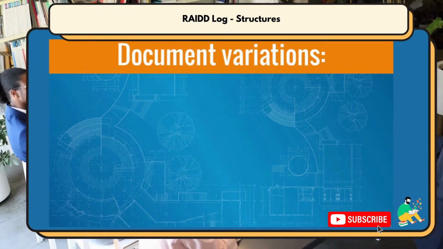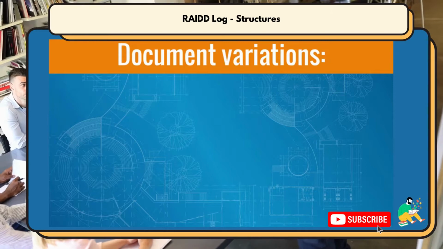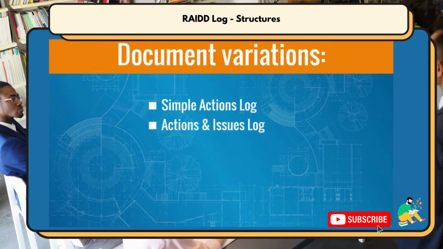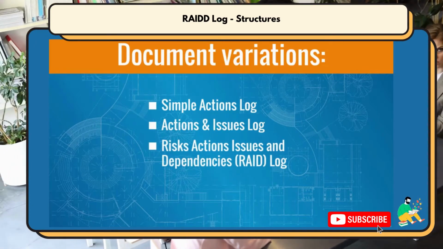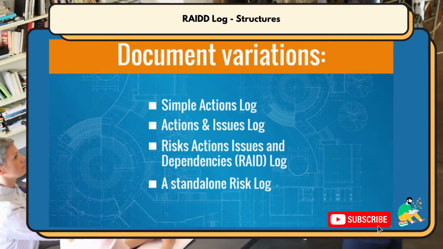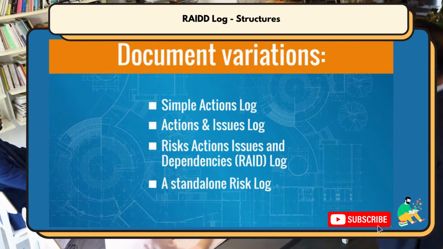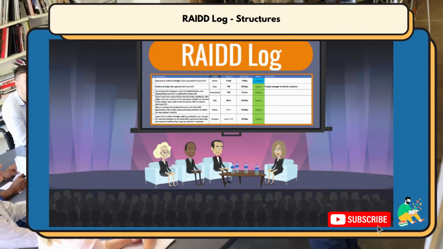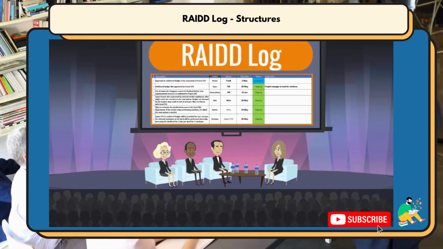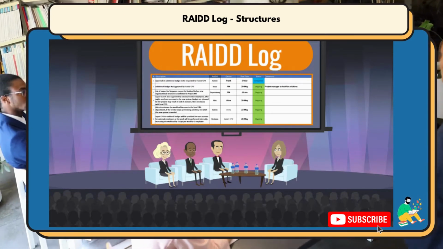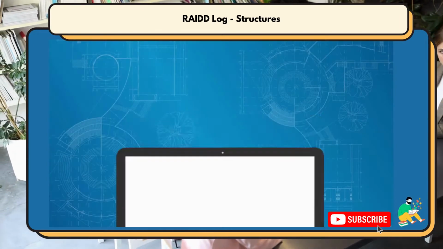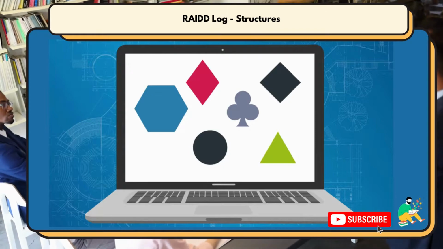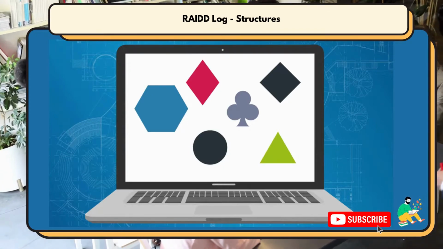In real life, we often see many variations of this document. Simple actions log, actions and issues log, risk, actions, issues and dependencies log, a standalone risk log, etc. There isn't any confirmed best option for this document in the project management community, besides that the document must exist in each project in some shape. So we will provide you with our practical recommendations coming from our own project management experience.